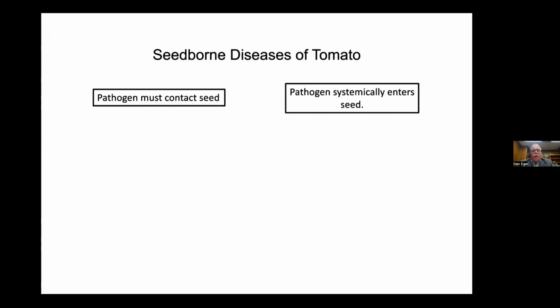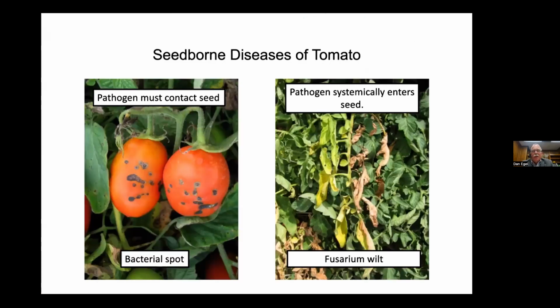any kind of seed-borne disease or diseases of tomato. There's basically two ways that a pathogen, a microbe, gets into the seed. How does that happen? Well, one is the pathogen must directly contact the seed, and the other is a pathogen systemically enters the seed.